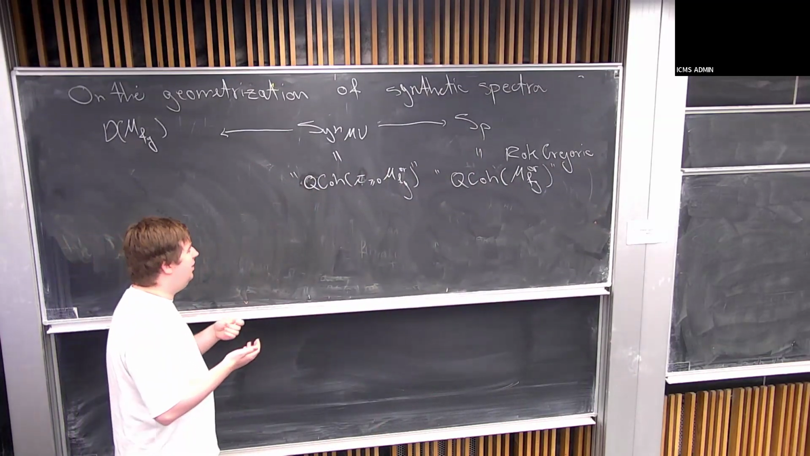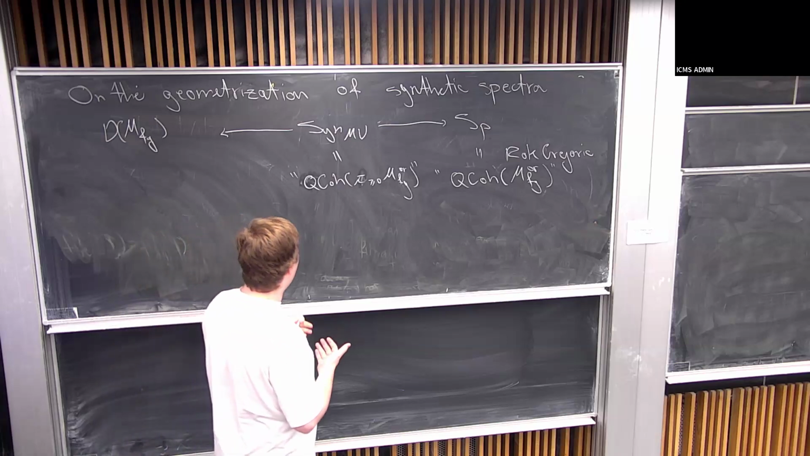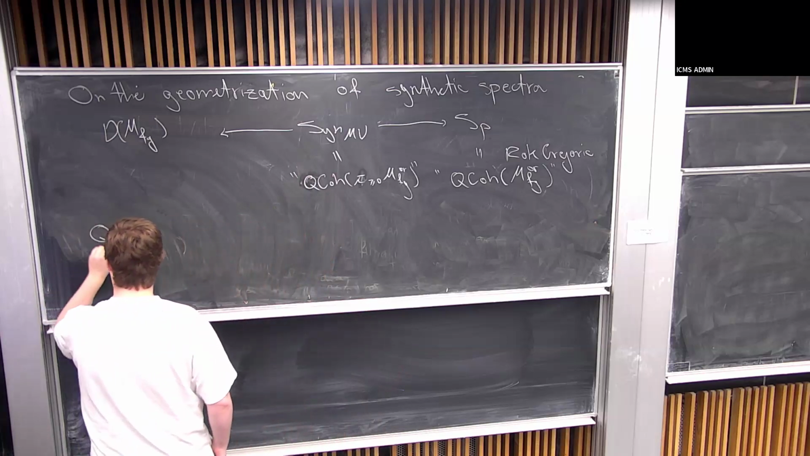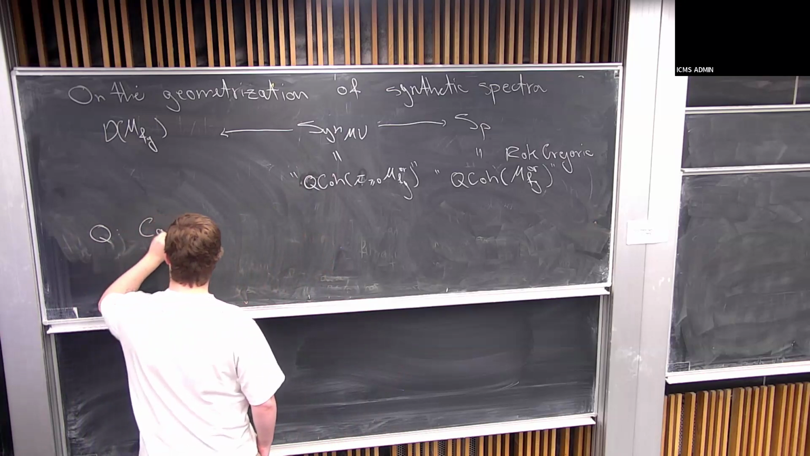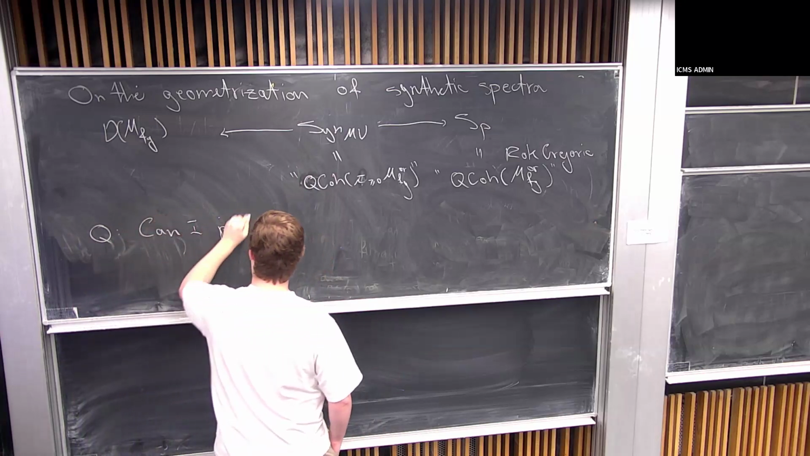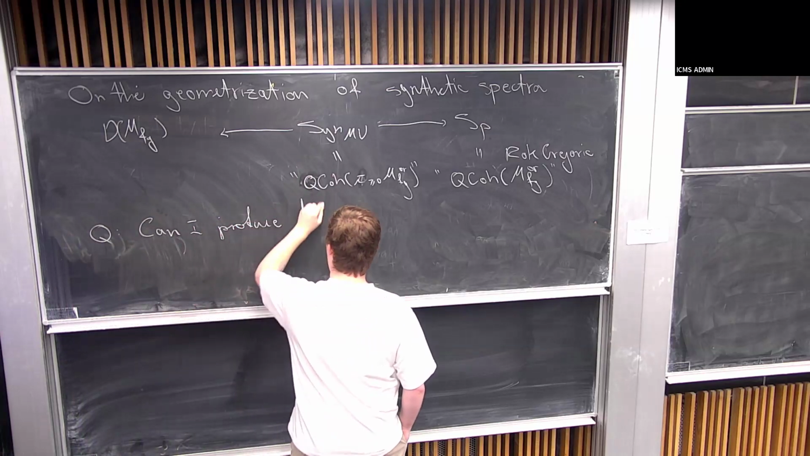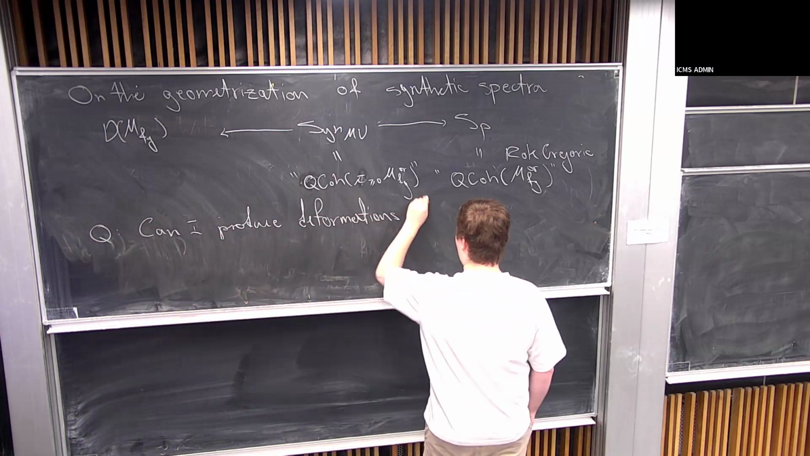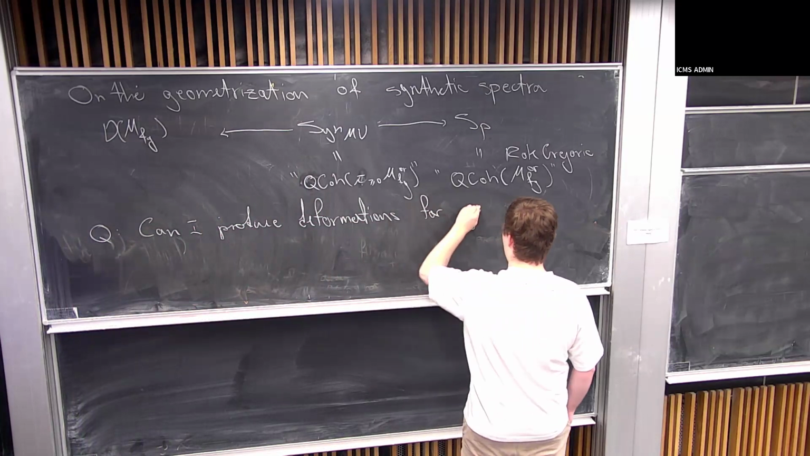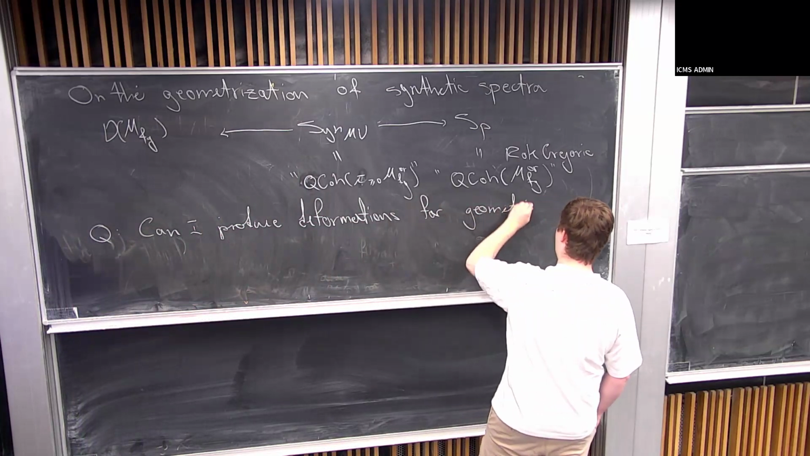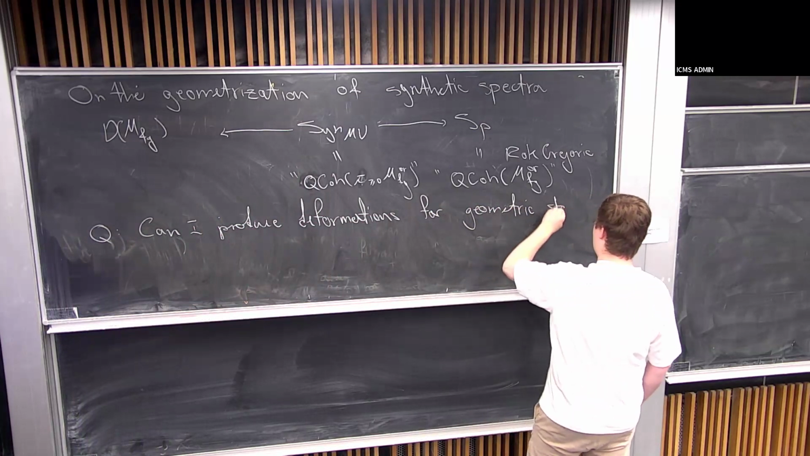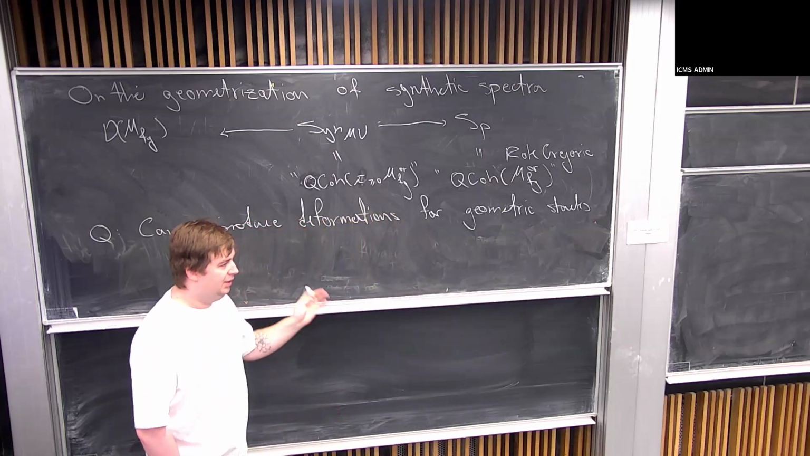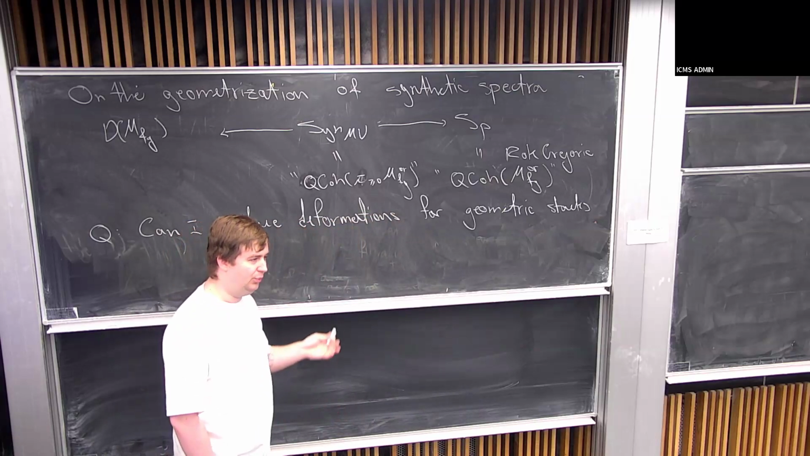So that's all well and good, but it doesn't really feel that satisfying to me because, among other things, I don't really see how to do this for other stacks. So the thing that motivated me is the question: can I produce deformations for all, I'll say, geometric stacks? The reason why I say geometric is because this is an adjective you put on your stack so that the descent spectral sequence is some feasible thing to try to compute with.